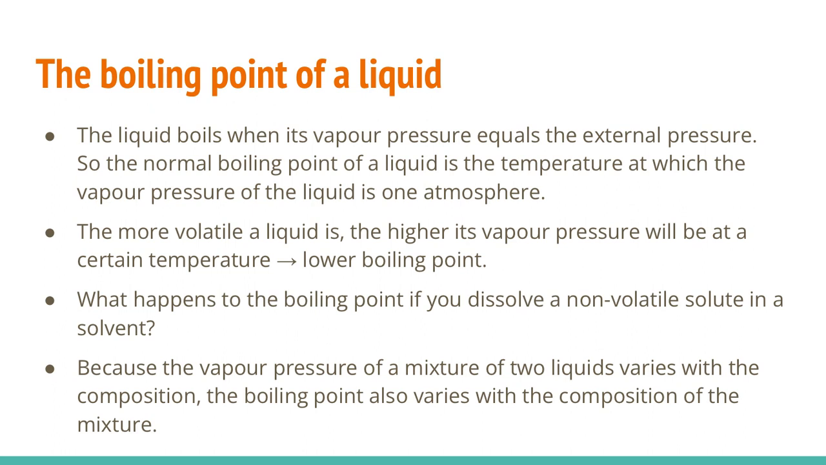So just kind of briefly talking about boiling points then of a liquid. A liquid's going to boil when its vapor pressure is equal to the external pressure. So the normal boiling point of a liquid is going to be the temperature at which the vapor pressure of the liquid is 1 atmosphere, because that is generally what our external pressure is. The more volatile a liquid is, means it's going to have higher vapor pressure. So that means it's going to have a lower boiling point, because it's going to hit the external pressure point quicker than if something is less volatile.